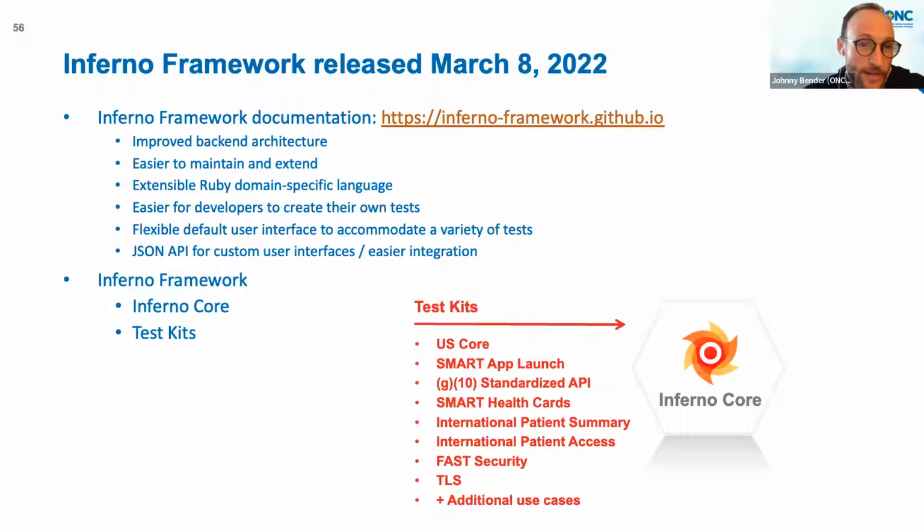But the Inferno framework essentially includes two big pieces. One of them is Inferno core. So these are all of the functionalities that Inferno needs to interpret the domain-specific language and actually execute tests, which is like the test runners, and then also other pieces like the user interface that we'll see in a bit. And then in addition to Inferno core, there's test kits, which are actually the buckets that are used to define the tests for certain use cases, be it an implementation guide like US Core or the SMART App Launch Framework, or for a certain use case like the G10 standardized API criterion. We can go to the next slide.